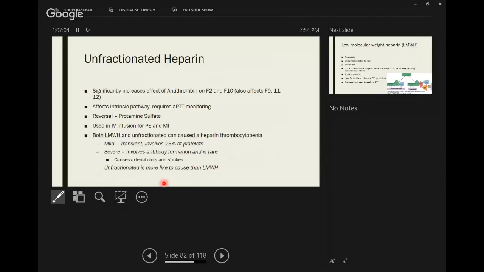Mild is transient and involves you losing 25% of your platelets. Well, you can lose more, sorry. I think I meant to say 25% of patients.